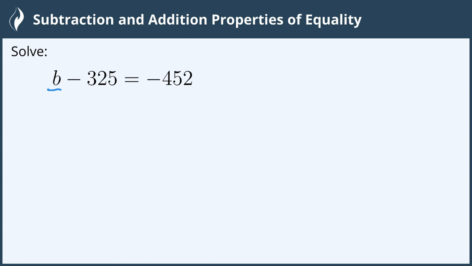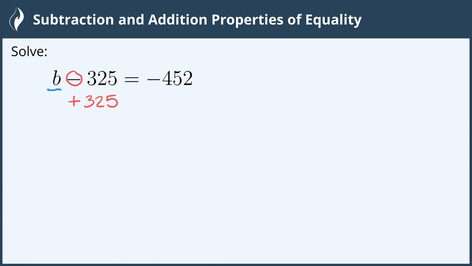Now we need to find all of the operations around it and do the opposite so that we can negate it and isolate the variable. In this problem, we have b minus 325. The operation is subtract. The opposite of that is add. So we need to add 325 to negate the subtract 325.